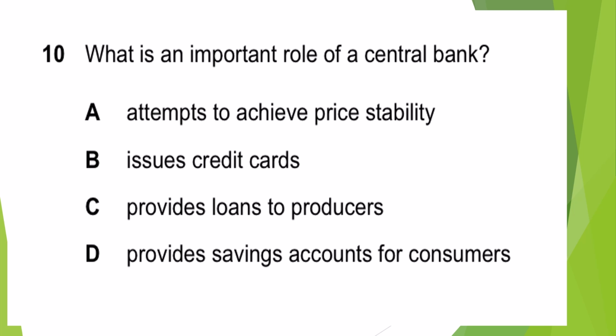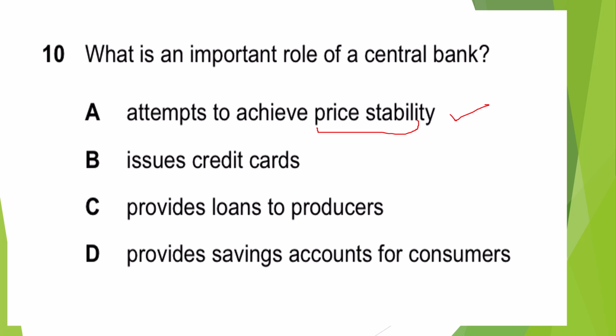Attempt to achieve price stability, issue credit card, provide loans to the producer, provide saving account for the consumer. For me, I believe that this would be the answer because the central bank is the bank of the government and this is the aim of the government to achieve that, right? For me, it's A, but let's see why the others are not.